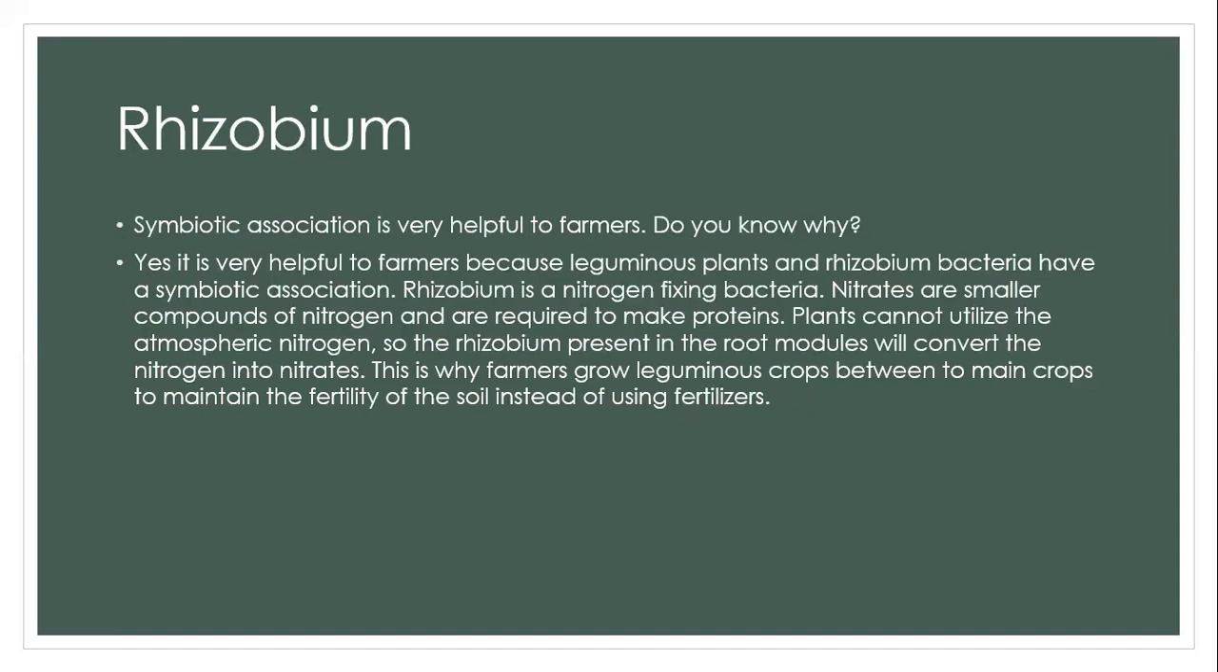And how do we make protein? It's basically a small formula I've made. Starch plus nitrates make amino acids, and many amino acids make up proteins. Proteins are very important. Now, where do we get the nitrogen from? Nitrates are smaller compounds of nitrogen. Where do we get the nitrates from? Everyone would think we'll get it from the soil, but what if there are no nitrates in the soil?